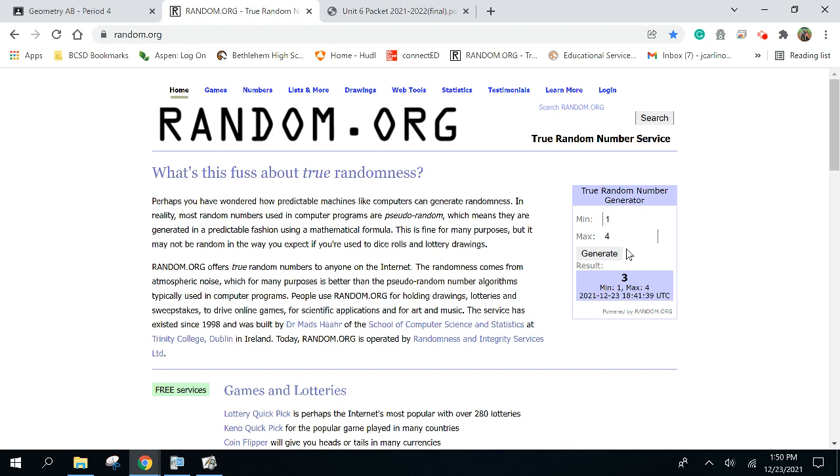Serena, equiangular. Equiangular. E-Q-U-I-A-N-G-U-L-A-R. Equiangular. Woo-hoo! Claire, dodecahedron. Dodecahedron. That is incorrect. Serena, if you get this, we will declare you the winner and back in the game.